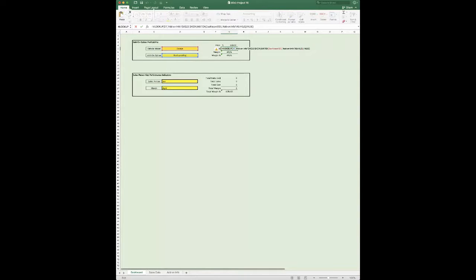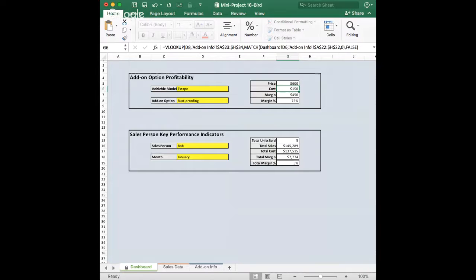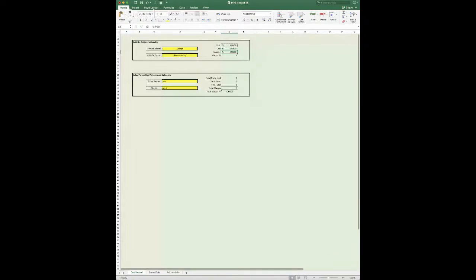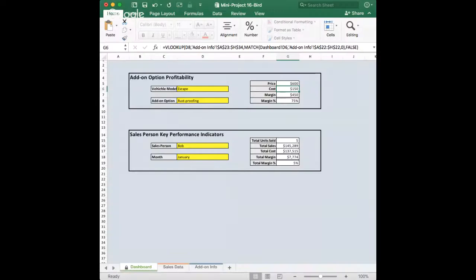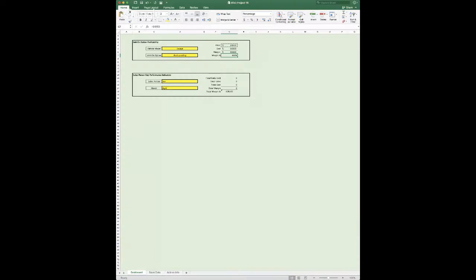D7, D5. Hoping this is it. Yep, you got 150. Yeah. Okay, and then margin is price minus cost. Right. Oh, I did that backwards. Okay.